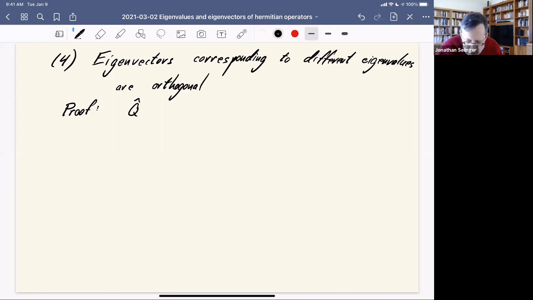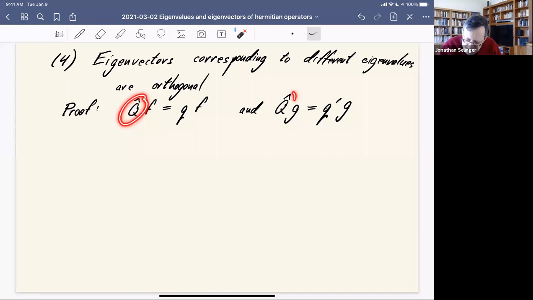Here, the operator acting on F is little q times F. And the same operator acting on G is another eigenvalue times G. You'll notice it's the same operator there, and it has an infinite set of eigenvalues. Here are two from the infinite set. Q is one of the things in the infinite set. Q prime is another eigenvalue in the infinite set.